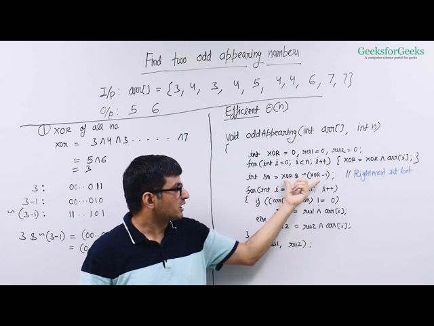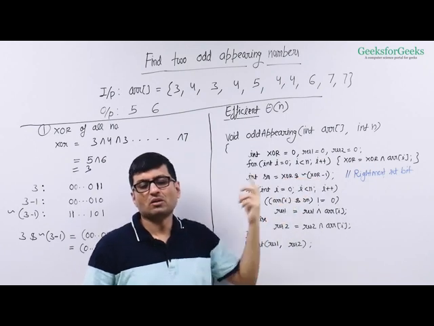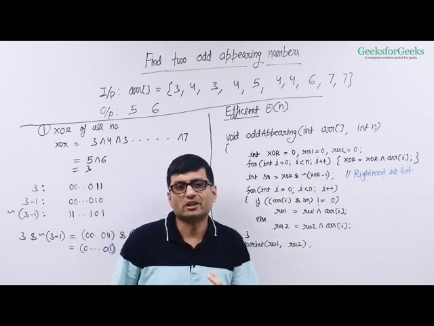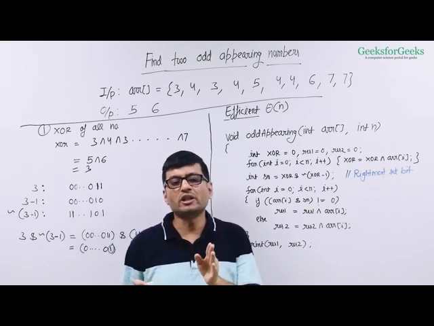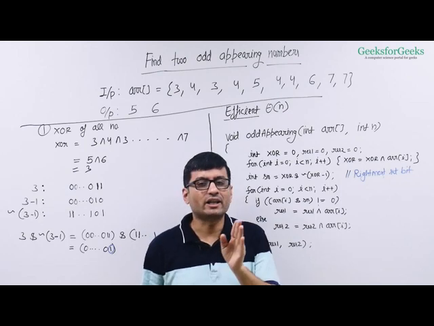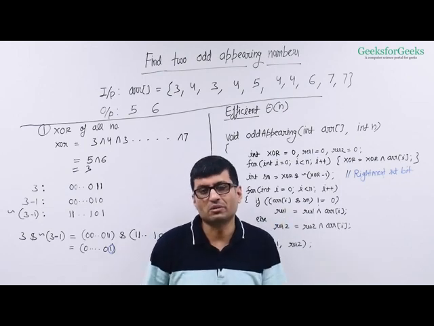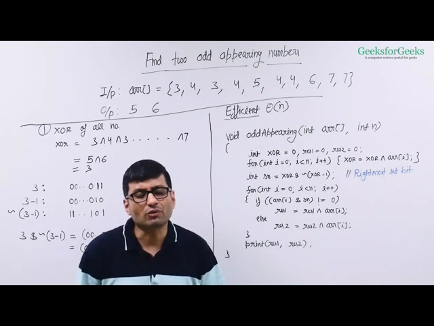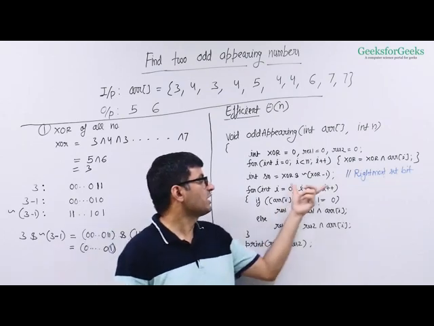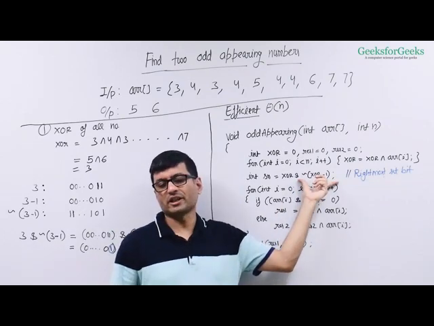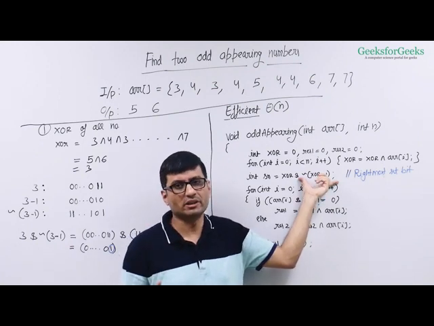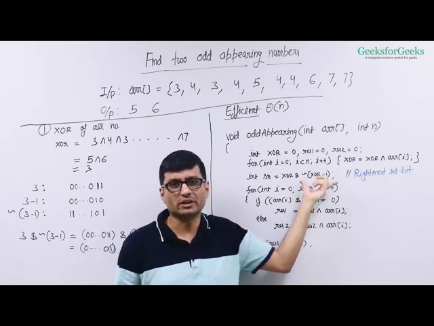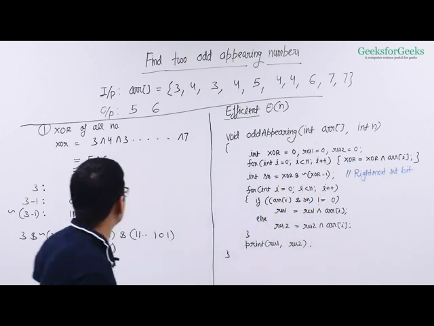I'll explain this expression separately. What it basically does is give you a number which has only the last set bit of your input number set. After we find the XOR of all the numbers, we find the rightmost set bit in the XOR. We needed to find only one set bit, so we are finding the rightmost set bit. Let's see how this expression works.